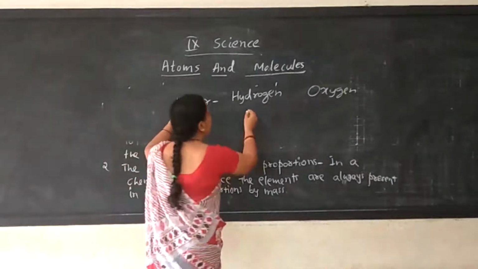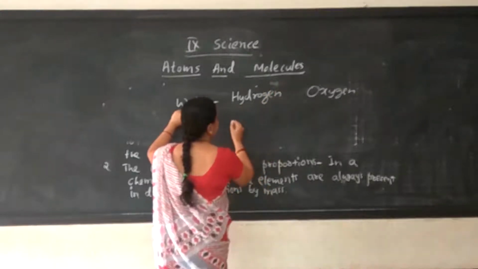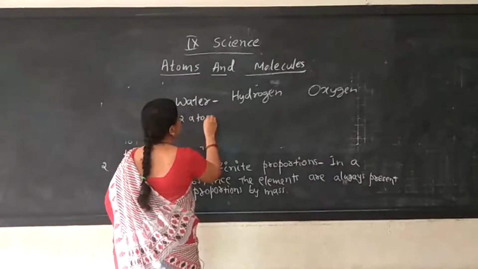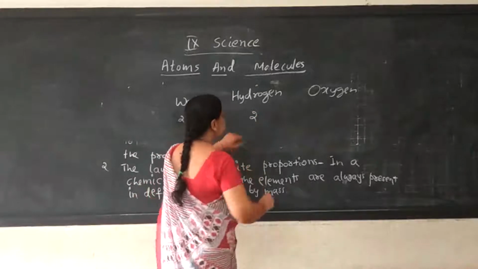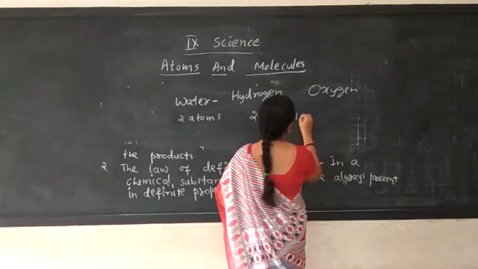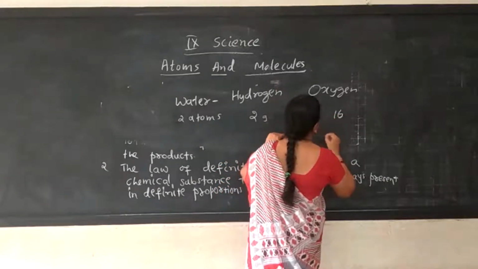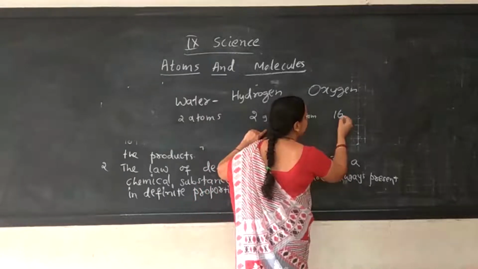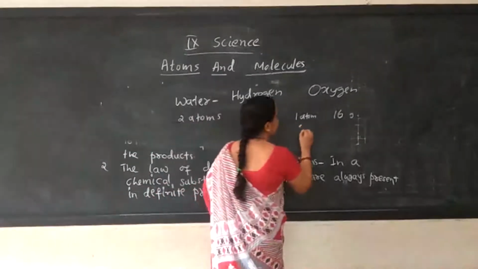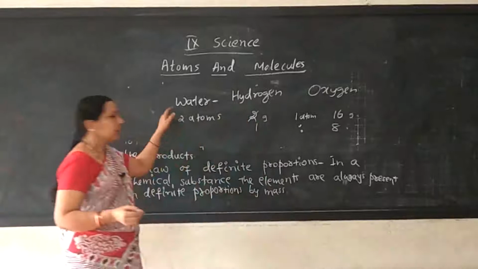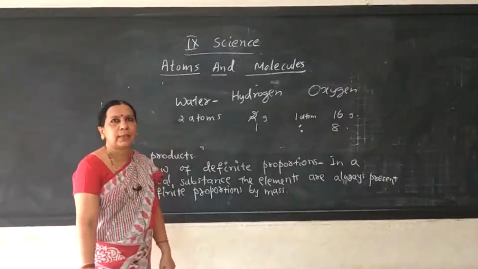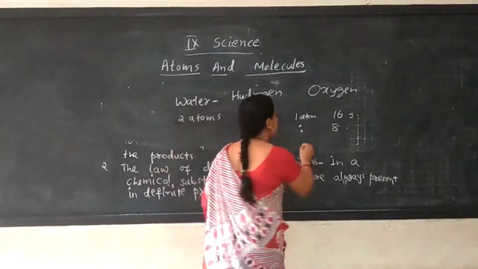In the sense, the atomic mass of hydrogen is 1. Since 2 atoms of hydrogen means it is 2 grams and 1 atom of oxygen means it is 16 grams by mass. Now if you simplify, 1:8, so that the compound water consists of hydrogen and oxygen in the ratio 1:8 by mass.